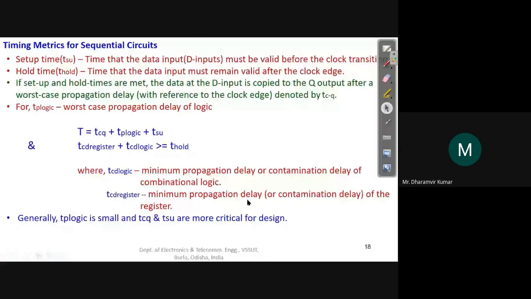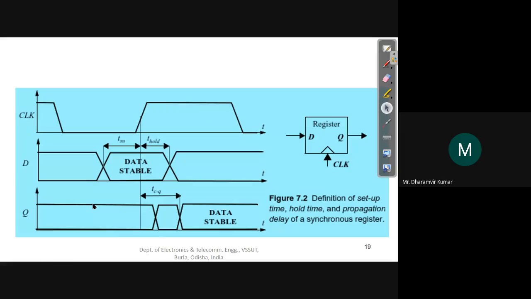We had seen some timing definitions that are critical, that are to be followed whenever you design a digital system. So at least these two equations should be followed. Try to get onto the concept of these timing definitions: setup time, hold time, then worst case propagation delay, then contamination delay of combinational logic, and contamination delay of the register. These things we had seen. Then there was a small example also.